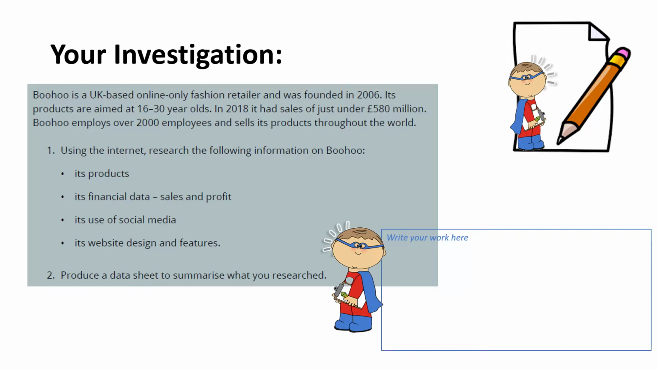Number 1. Using the internet, research the following information on Boohoo. First, its products. Second, its financial data, sales and profits. Find out how many sales it's made, which is how many products it sold, and how much money they made, the revenue. Then its use of social media. And lastly, its website design and features.